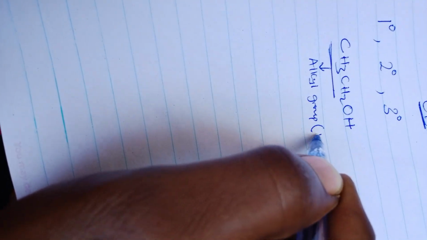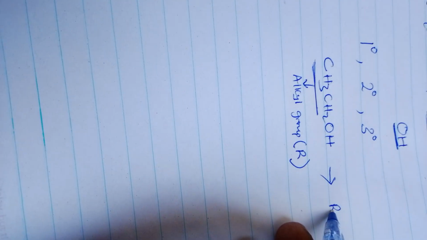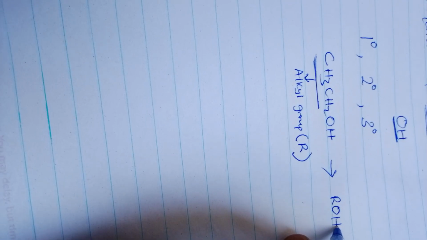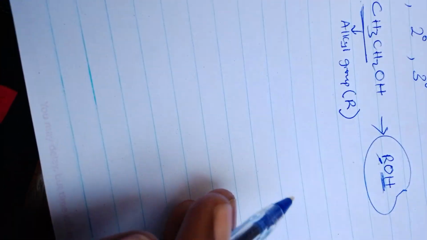Is the one most books abbreviate as R, the R group. So this one in short is going to be written as R. Oh, so this R varies. I can have an R group with 4 carbon atoms. So this is the general formula of alcohols, as long as it has OH in it.